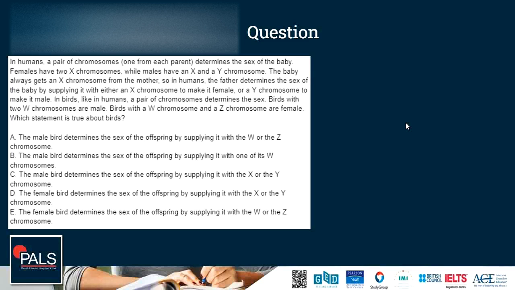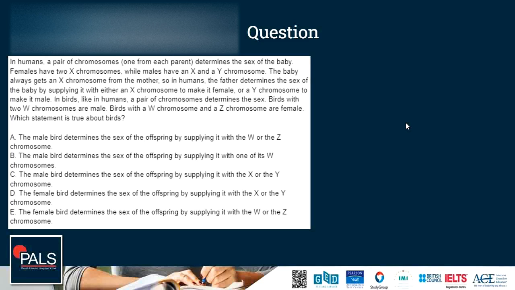The male bird determines the sex of the offspring by supplying it with a W or a Z chromosome. The male bird determines the sex of the offspring by supplying it with one of its W chromosomes. The male bird determines the sex of the offspring by supplying it with X or Y. We can exclude C. It's not about X or Y in birds. This is about humans. So we can exclude D as well. It's not about X or Y chromosome in birds.